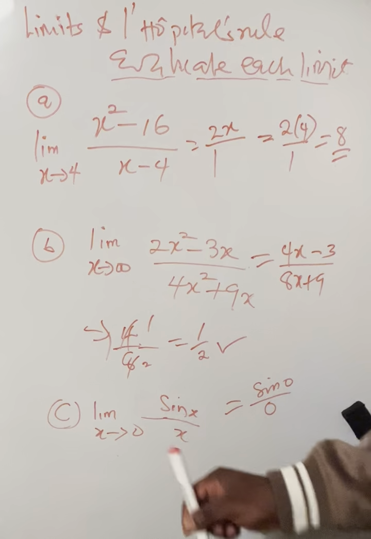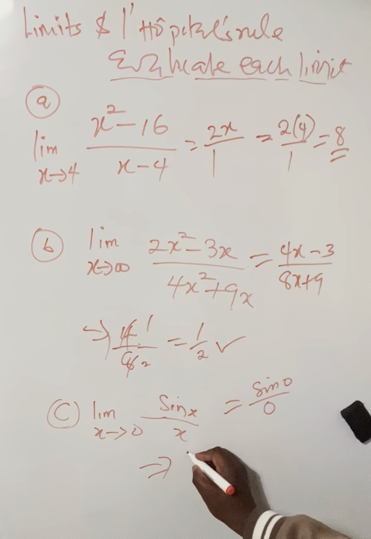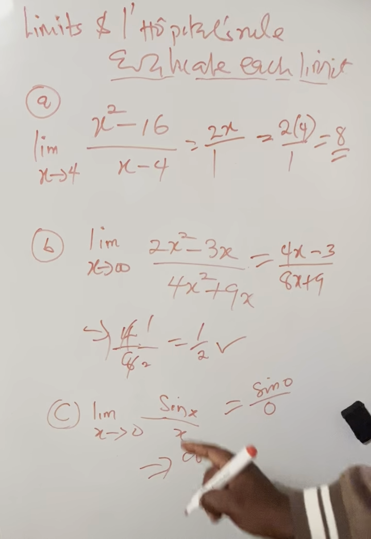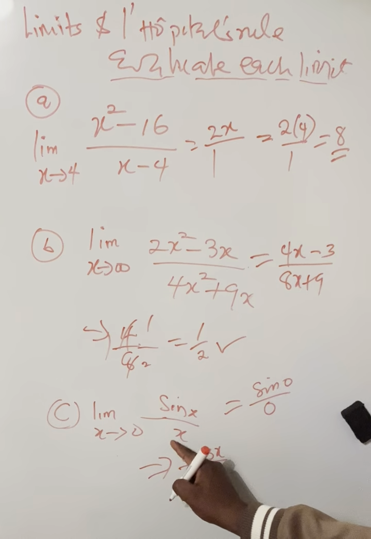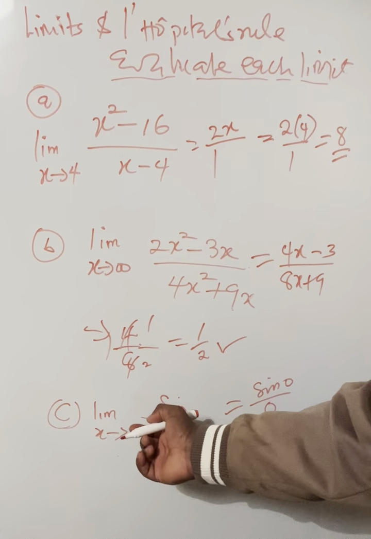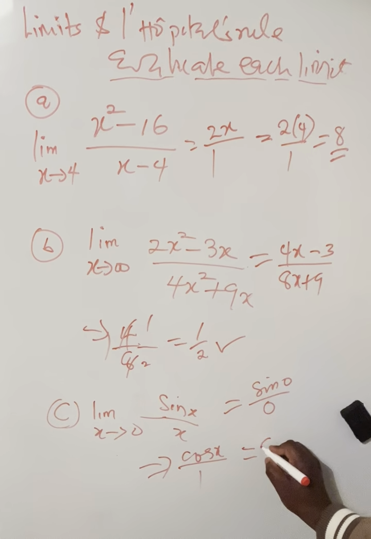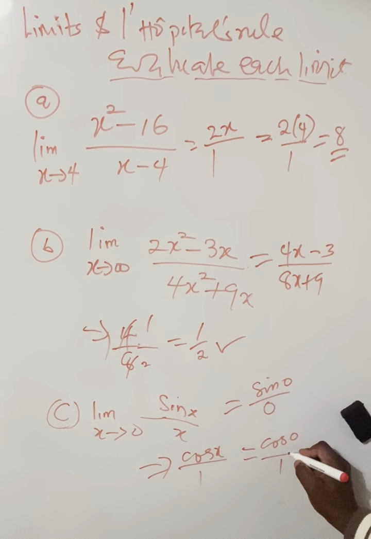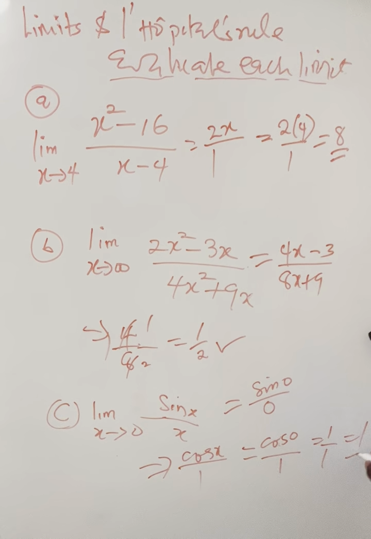So I'm going to differentiate sine x. That is going to give me cos x. Remember, if you differentiate sine, you're getting cos, divided by, when you differentiate x, you're going to get 1. So in this case now, I'm going to replace x with 0 to check. If I replace x with 0, it's going to be cos 0 over 1. Cos 0 is what in mathematics? Cos 0 is actually 1. If you check your calculator, divided by 1. 1 over 1 is 1. So the answer is 1.